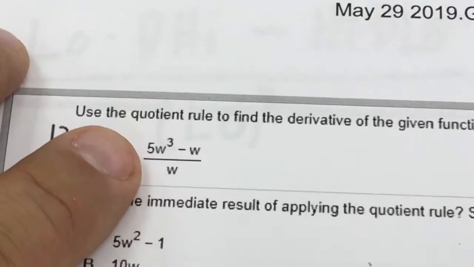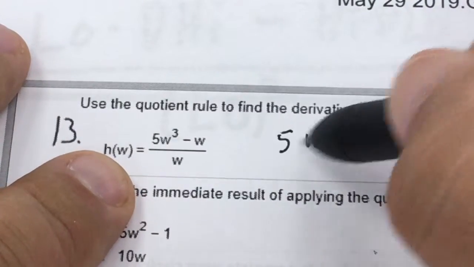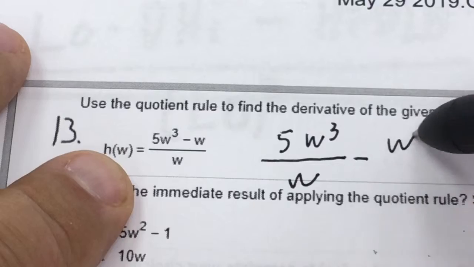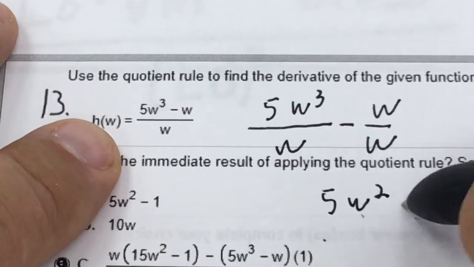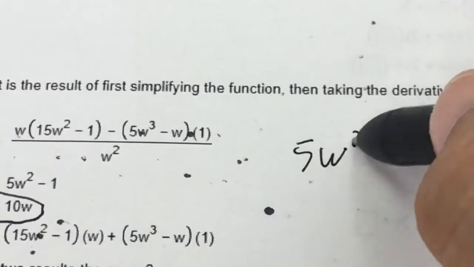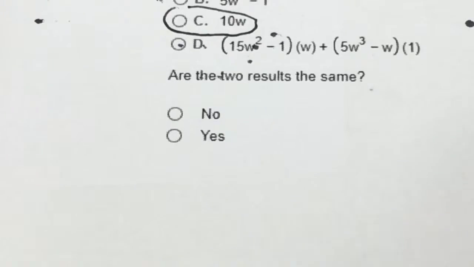Let's simplify the original. So basically I have to divide both terms by w. So I can split this up as 5w cubed over w minus w over w. And that's going to give me 5w squared minus 1. And now I'm going to take the derivative of 5w squared minus 1. Notice, if I do the power rule, that's going to give me 10w. Are they the same? Yes, they have to be.